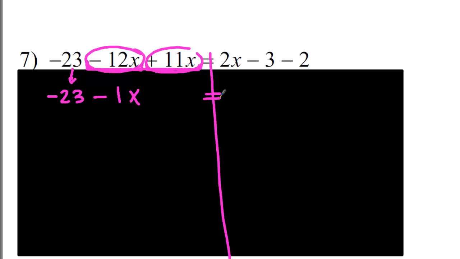On the right side of the equation, you have 2x minus 3 minus 2. The 2x, there's no other x on the right side, so we write it. The negative 3 and negative 2 are just 2 numbers, 2 constants. So they go together, which is negative 5.